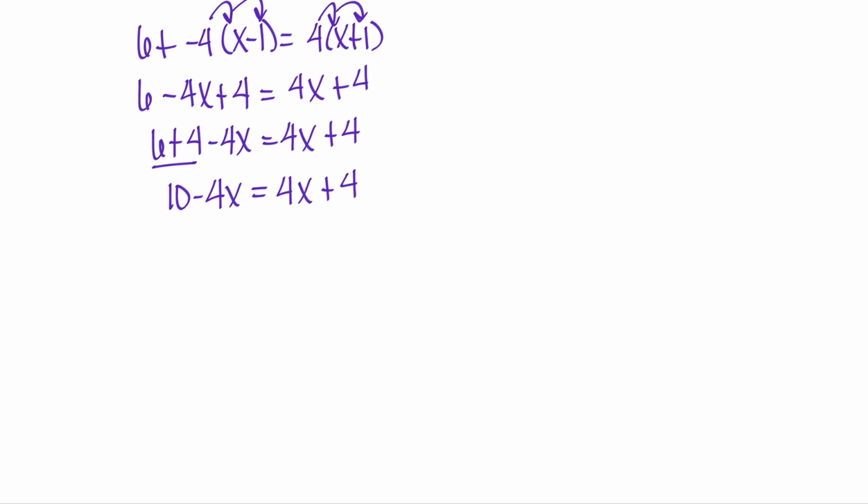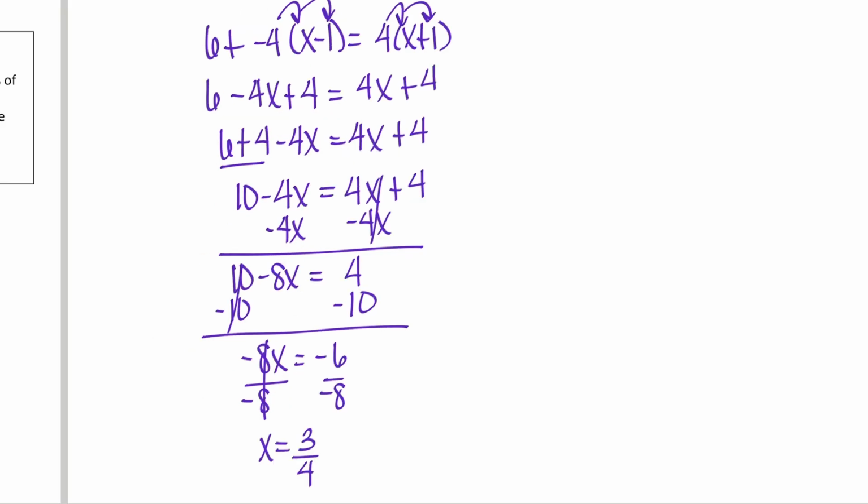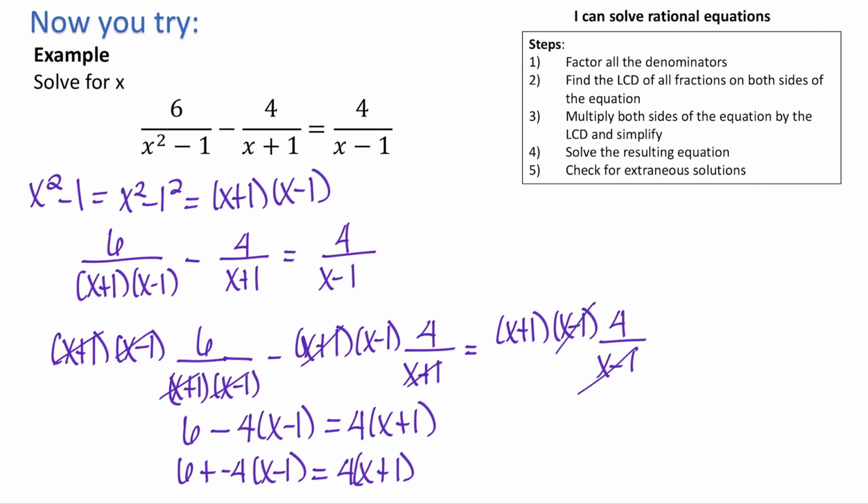I'm going to move all my variables to one side. So I'm going to go ahead and subtract 4x from both sides. So that gives me 10 minus 8x equals 4. I'm going to subtract 10 from both sides. And so that gives me negative 8x equals negative 6. If I divide both sides by negative 8, that gives me x equals 3 over 4. So remember, before I say that's the solution, I need to go back and check.